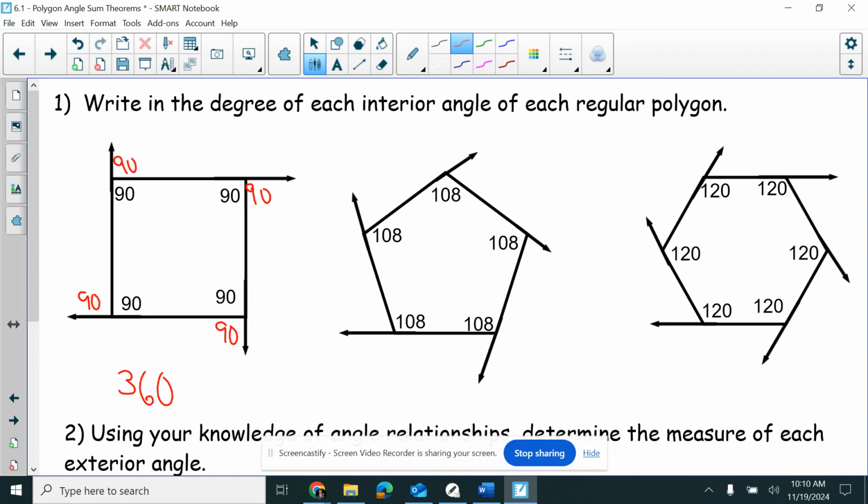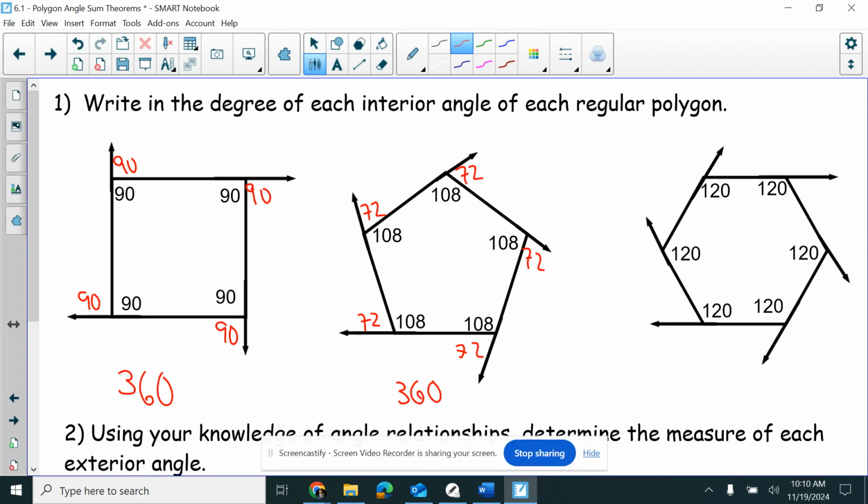With a regular pentagon, all the inside angles are 108. All the outside angles would have to be 72 because they're on straight lines. So they would have to add up to 180. So 180 minus 108 is 72. If I add up all those 72s, I get 360. So all of those outside angles add up to 360.